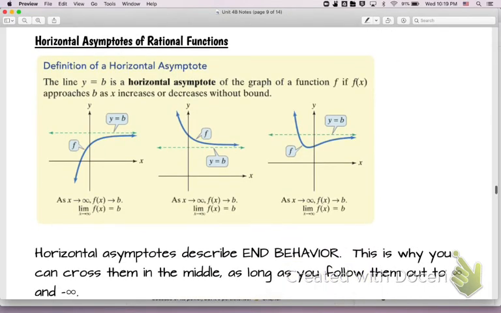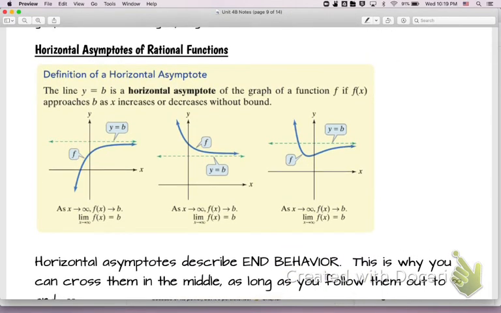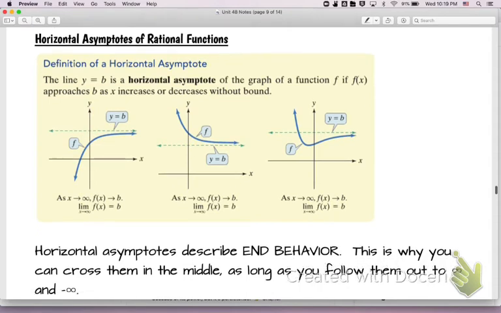The next thing that can happen is a horizontal asymptote for a function, okay? Now, here's what's weird about horizontal asymptotes, and this is why it's important that you pay attention whether it's horizontal or vertical. You can cross a horizontal asymptote. You can't cross a vertical one because it has to do with the domain, but a horizontal asymptote has to do with end behavior.